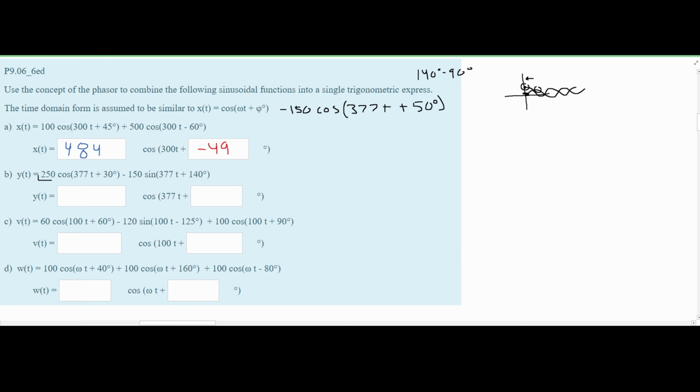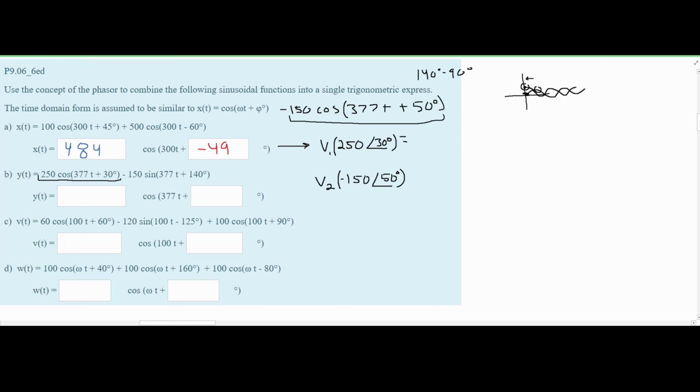Now we need to find the voltage in degrees for this first part. So for our V1, we're going to get our Vmax to be 250 and our angle to be 30 degrees. For our V2, which is this part right here, we're going to get that our V2 is negative 150 with the phase angle of 50 degrees. And now we're just going to plug both of these into the equation.